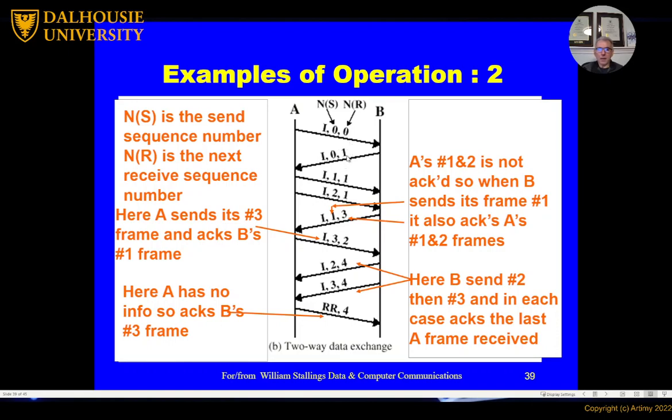This means that I am ready to receive frame 1 from you. So you'll see here, this is an exchange of frames between the two sides, each one sending information and acknowledging the other, right? At the end, device A doesn't have any information to send to B, so it sends just the regular acknowledgement, RR4.